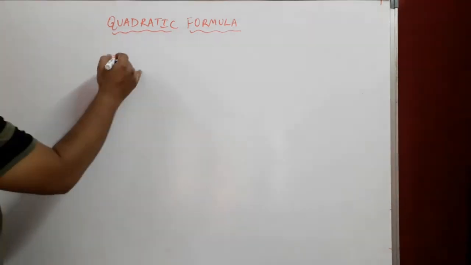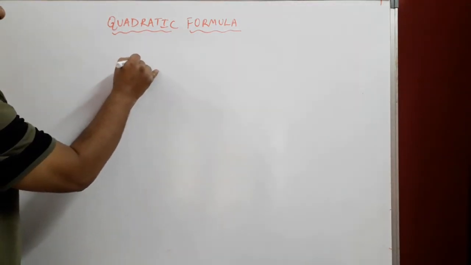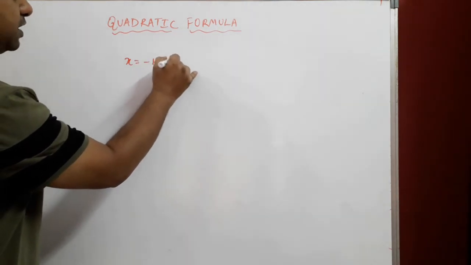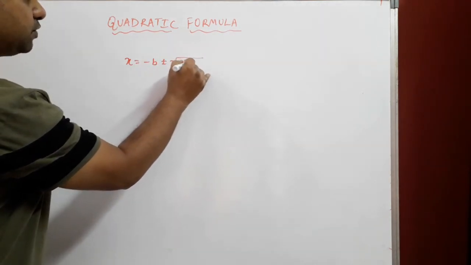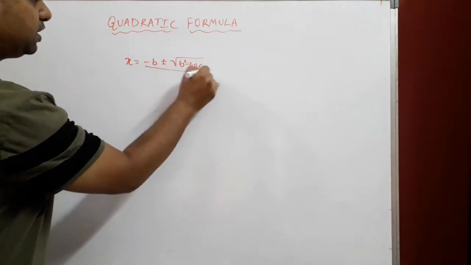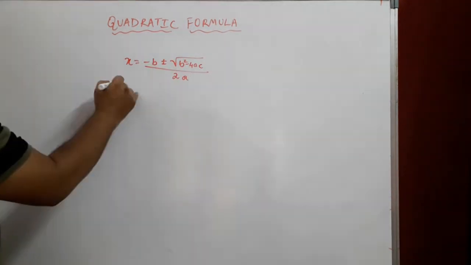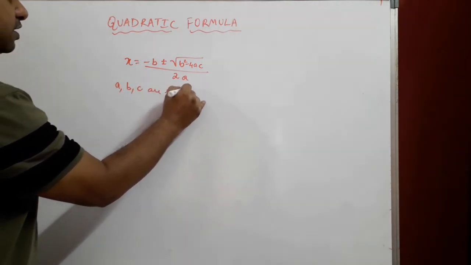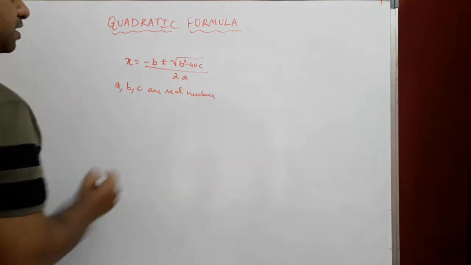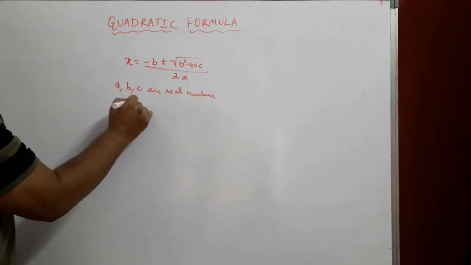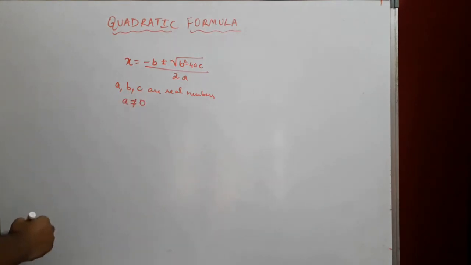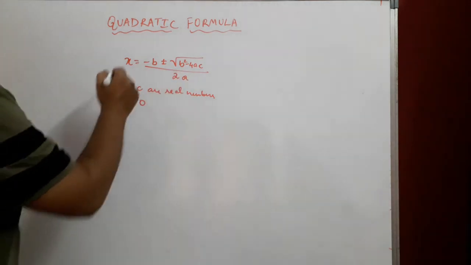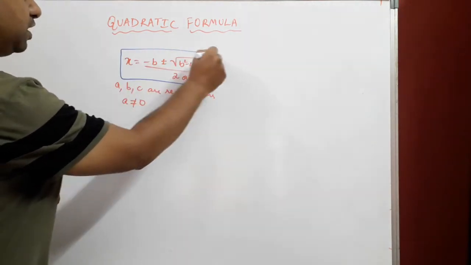As per the quadratic formula, if we need to find the roots, this is the formula: x equals minus b plus or minus square root of b square minus 4ac, the whole thing upon 2a, where a, b and c are real numbers and a is not equal to 0. This is the formula which we call the quadratic formula.